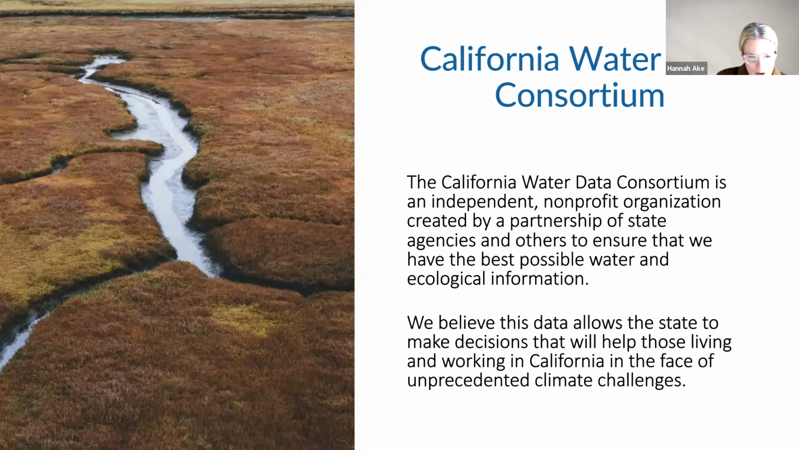So a little background on the consortium, since we are new to ESIP. The consortium is an independent nonprofit organization that was created by a partnership of California state agencies and non-state entities to help ensure that we have the best possible water and ecological information available in the state of California. And so the consortium really believes that this data and its availability is critical to making better decisions at the state level to help those living and working in California in the face of extreme weather events and climate challenges. So excited to be part of ESIP and continue that work.